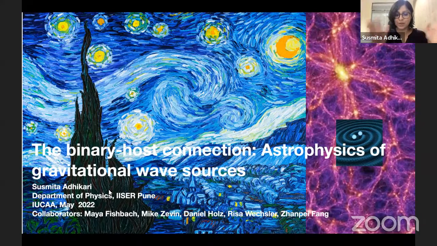And of course, this colorful new slide is Starry Night by Vincent van Gogh. It was used for showing B-mode polarizations earlier, but I thought it's actually more apt for looking at these merging compact object binaries.